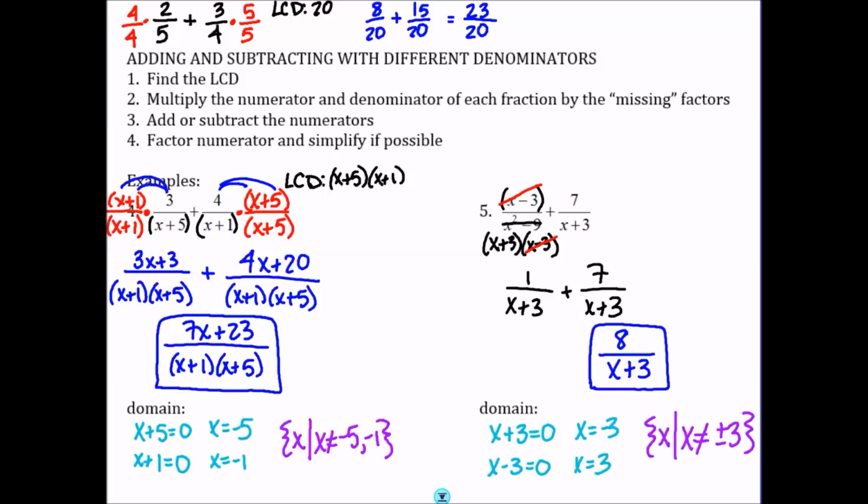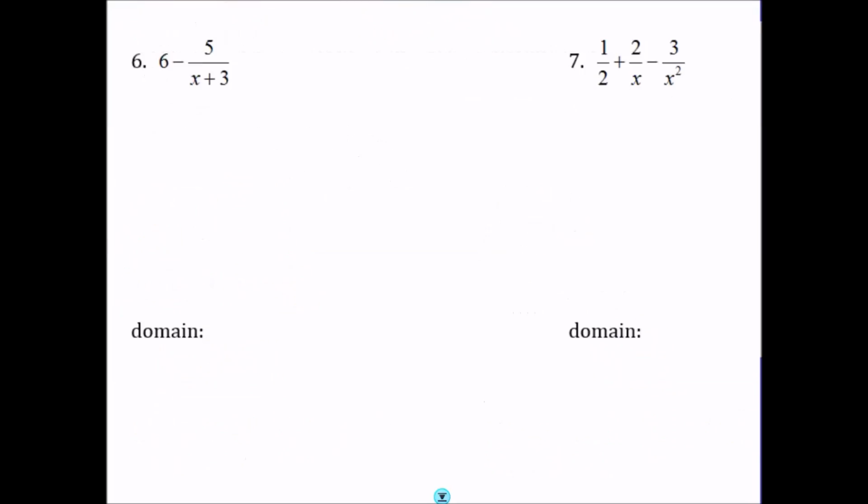Let's look at another example. We have 6 minus 5 over x plus 3. Here, it's probably helpful to write the 6 as 6 over 1. So our two denominators are 1 and x plus 3. So our LCD is just 1 times x plus 3, or just x plus 3.